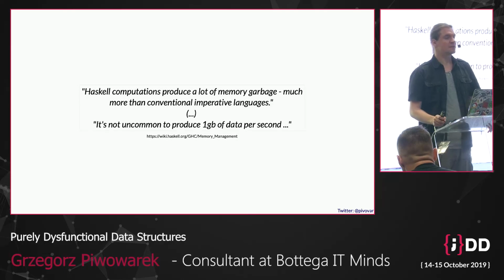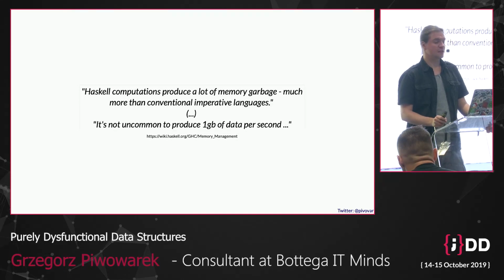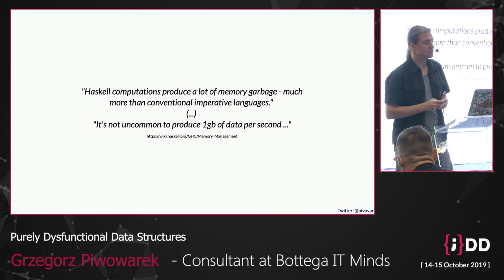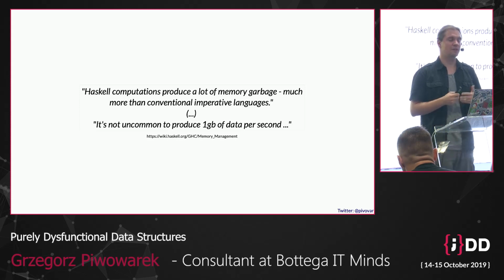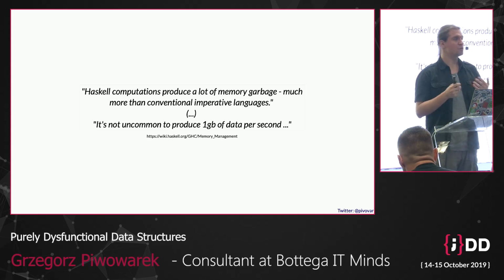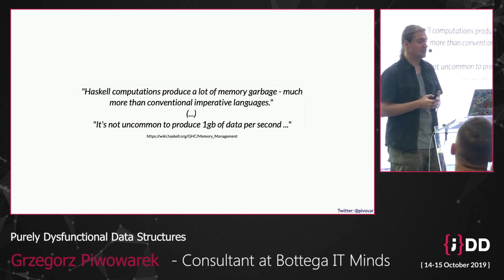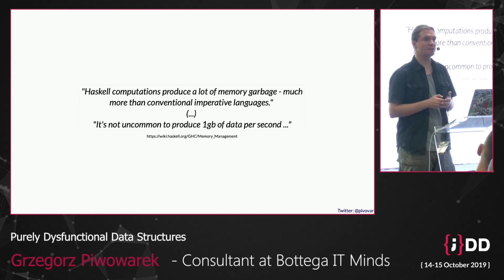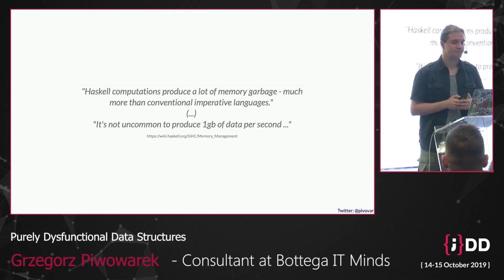So if you have a look at Haskell or purely functional languages, they actually generate quite a lot of garbage. So the ability to run our beautiful, perfect models and abstractions comes at the price of quite a lot of garbage. And this is okay, but we need to learn how to deal with it somehow.